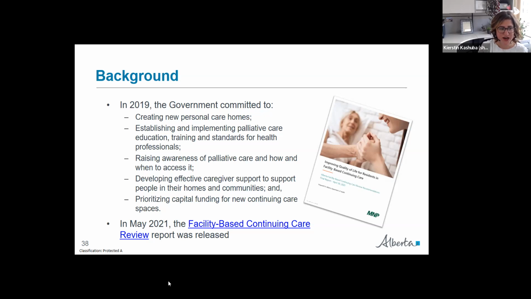The facility-based continuing care review kicked off in 2020 and included public engagement with more than 90 interviews and 7,000 survey responses from a wide range of stakeholders, potentially including some of you. In May of 2021, the final report identified 42 recommendations, which focused on a significant shift to more care in the community and recommendations to address quality of life, quality of care, resident choice, navigation information, and workforce. So I'll touch upon these later in the presentation. Also, learnings from the COVID-19 pandemic were incorporated and addressed in these recommendations.